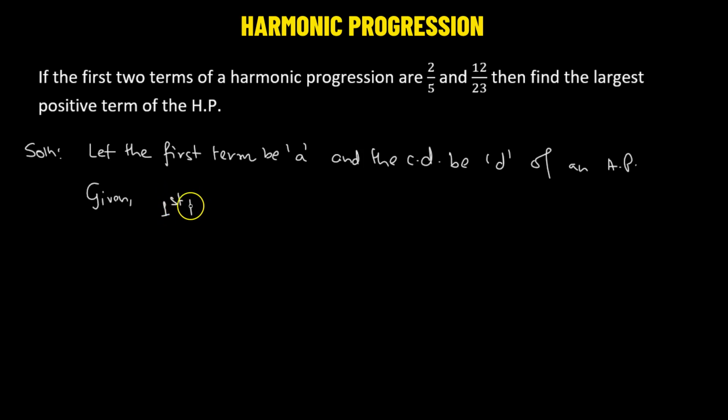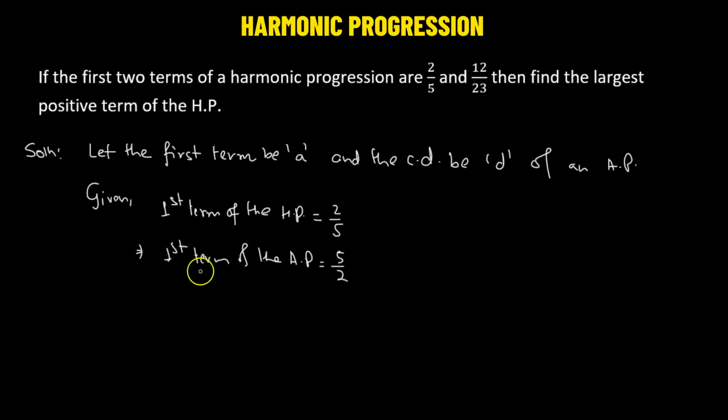Now we are provided with the first term of the harmonic progression, which is 2 over 5. But we know that if we have the first term of the harmonic progression, then the first term of the arithmetic progression will be simply the reciprocal of it. So the first term of the arithmetic progression will be 5 over 2, or simply A is 5 over 2.